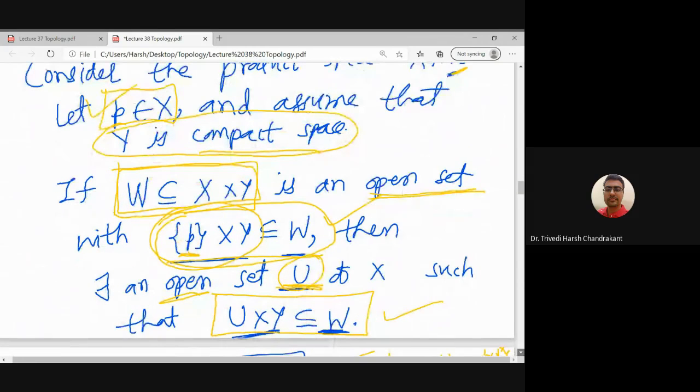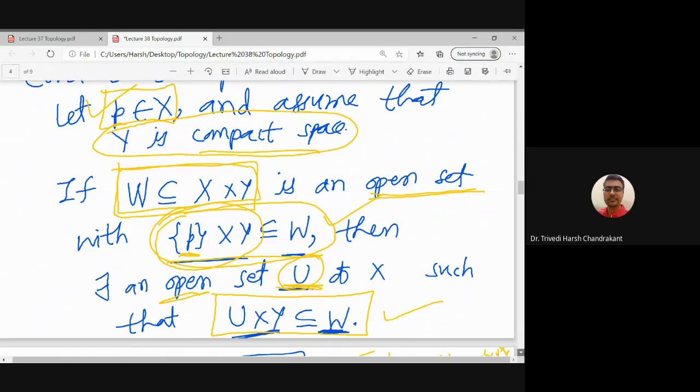In fact, singleton P cross capital Y is not a vertical line, because Y is a compact subset, and therefore in the real line it will be a closed interval. So P cross Y will be kind of a line segment: singleton P cross closed interval. So it is a vertical line segment.